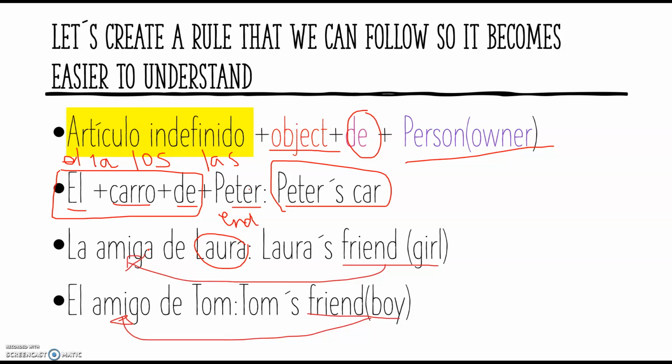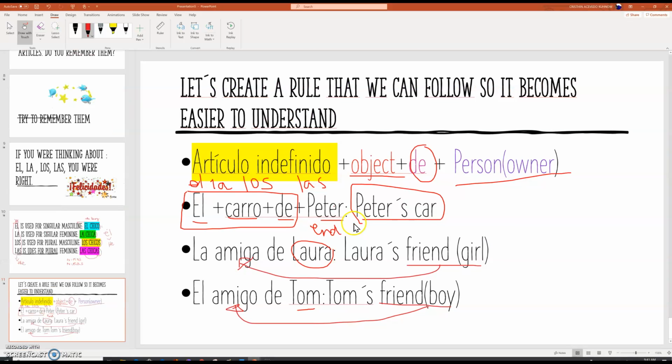And the other example is el amigo de Tom, Tom's friend. El amigo de Tom in English is Tom's friend. Again, Tom at the end. And we follow the rule here. El amigo de Tom. Okay, so let's see. So this is the presentation.